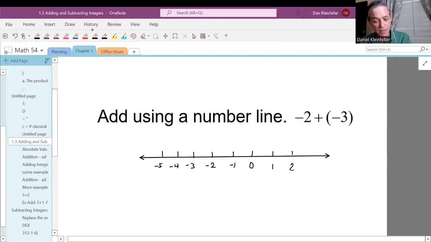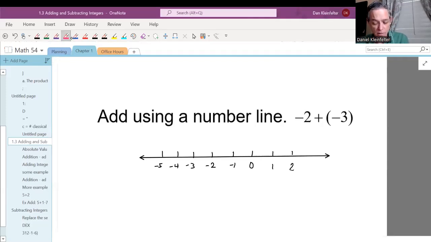If we want to add, for example, -2 plus -3, we would begin at 0, and then to put -2 on, we could represent that by 2 hops to the left. That would put us at -2. Okay, and then to add on -3, we would go 1, 2, 3 more hops to the left, leaving us at -5, so that the answer is -5. Okay, and so that's that.